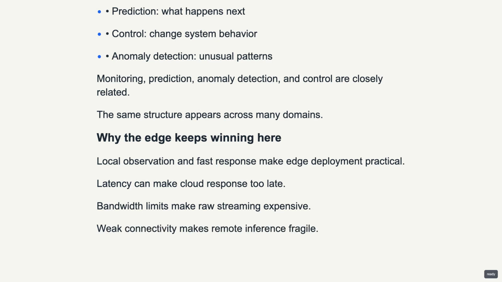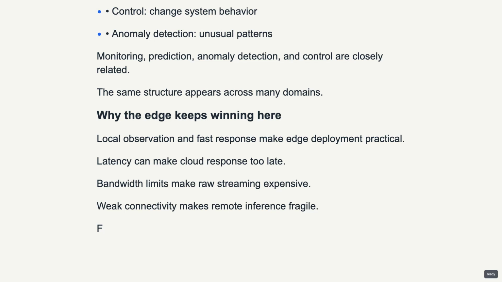Reliability is the third pressure. Remote or harsh environments often have unstable connectivity, so a model that depends on constant network access is fragile from the start. Economics is the fourth pressure. Streaming, storing, and reviewing everything is expensive, so edge inference lowers costs by filtering data close to where it is produced.